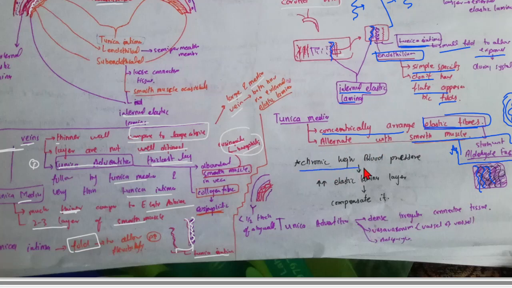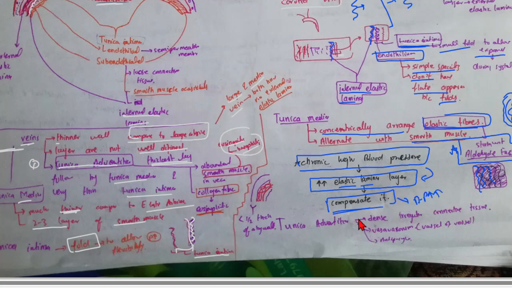Another point is chronic high blood pressure. For example, if there is chronic high blood pressure, there must be an increase in the elastic lamina layer to compensate for it. If there is higher blood pressure, the body increases the elastic lamina to compensate. If this does not happen, the blood pressure will keep increasing in that person.